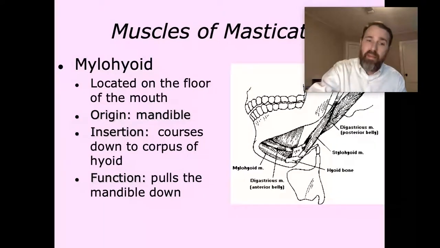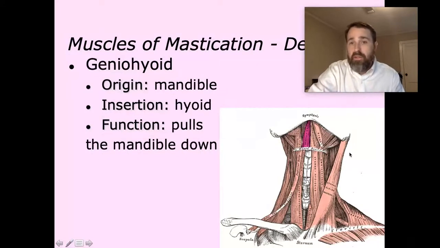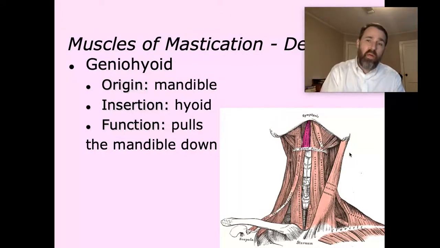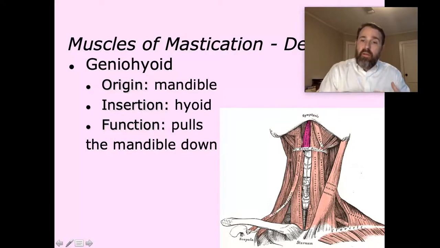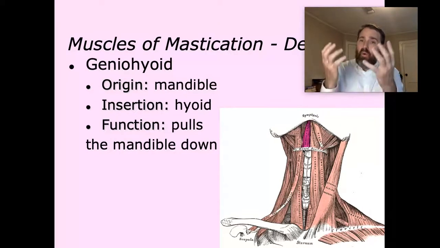Also, the last muscle of mastication is the geniohyoid, and we did cover this as well when we talked about the hyoid elevators. But looking at this image here, you can see it runs from the back of the mandible down to the hyoid. So this muscle could work to either elevate the hyoid or depress the mandible.